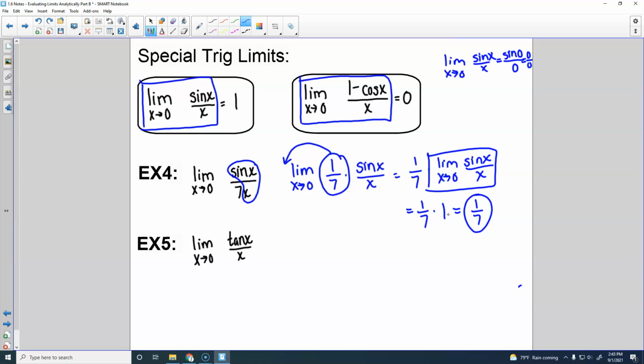X must be approaching 0. It cannot be approaching any other value for this to be true. So what we know right here, this limit as x approaches 0 of sine x over x, it's a fact that we know and are going to memorize that it always equals 1. So we can replace it with 1. Yeah, the whole thing. Yes.